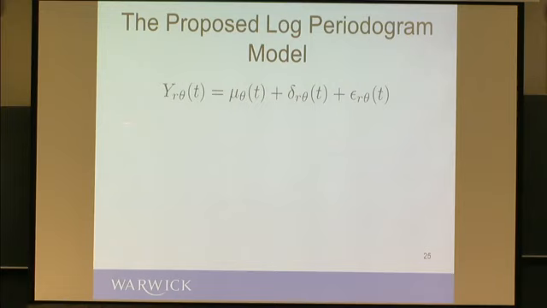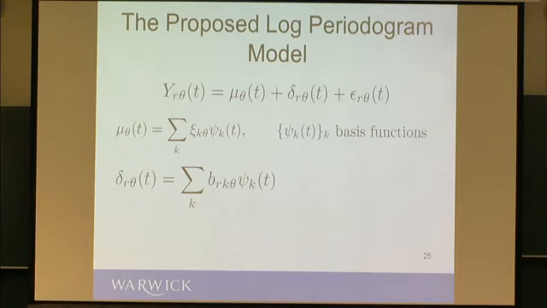So this is your bias-corrected periodogram for some frequency or frequency band theta at replicate R. Then you have the mean for that, so across the entire experiment, replicate-specific deviations, and then any error associated with it. So now to estimate all this, we turn this into a non-parametric regression problem. So we do basis expansions here for both mu and also for delta.